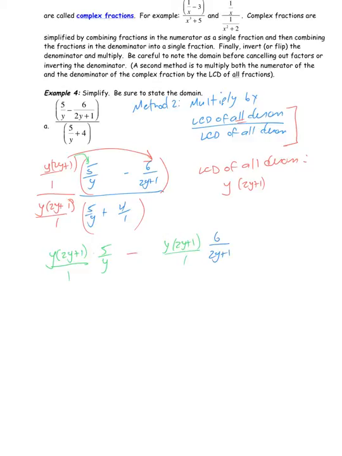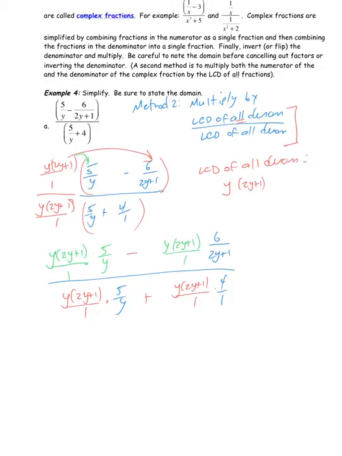And then in the denominator, I'm going to do the same thing. So I'm going to have y times the quantity 2y plus 1 over 1 times 5 over y. And then plus y times 2y plus 1 over 1 times 4 over 1. And what you're going to see now is something really nice happens, and that's all the fractions are going to clear. So let's go back to the numerator.